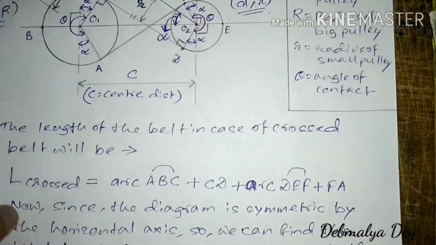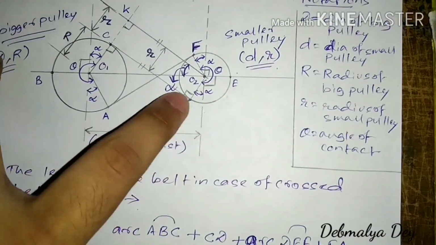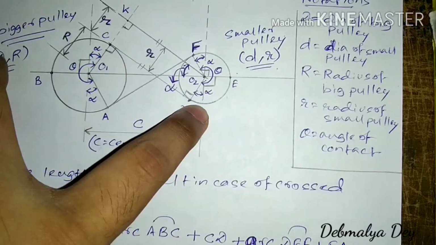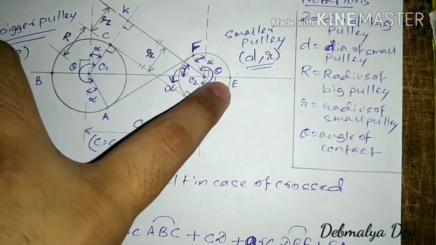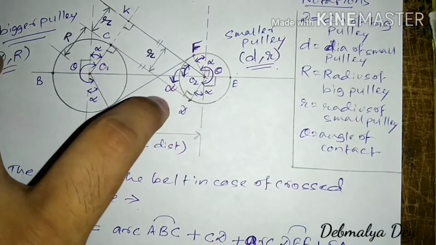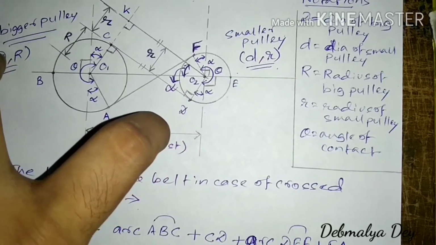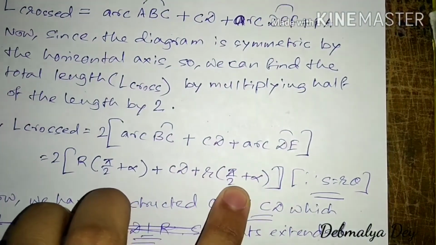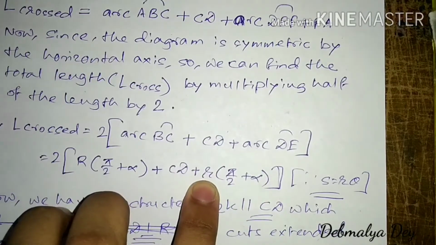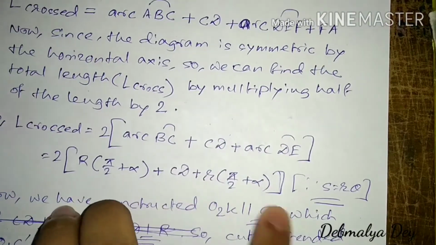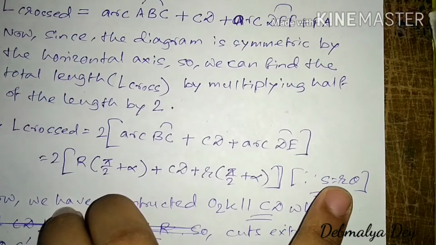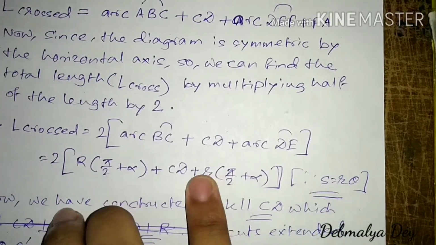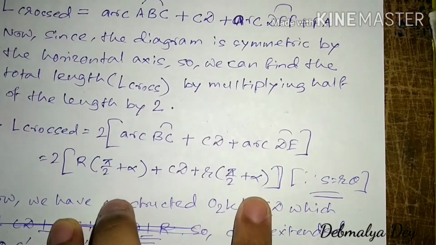Next we need to find the value of the arc DE. So this is D and this is E. Here also the angle which it makes with the center is 90 plus alpha. So the value of the arc DE will be pi by 2 plus alpha into small r. I hope this is clear up to this. Here I have written S equals r theta because through this formula we have found the value of these two arcs.